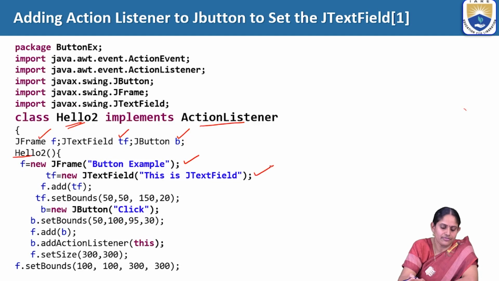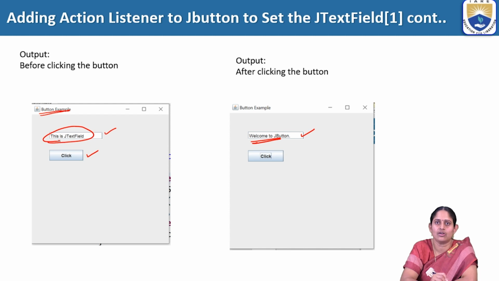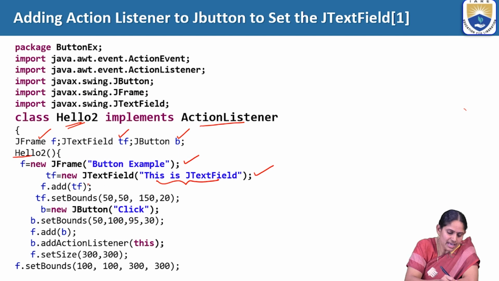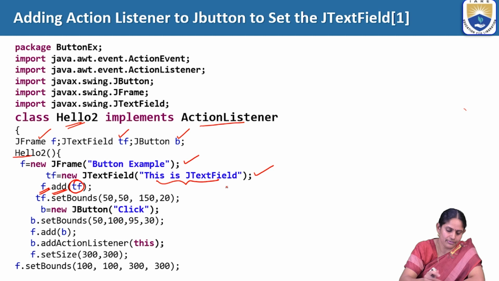Then we are creating a text field with this string inside. So when the JTextField is created, this string value is written onto the text field. Now that we have created our text field, we have to place it onto the frame. For that, we call the add method, which will add the text field TF onto the frame F.